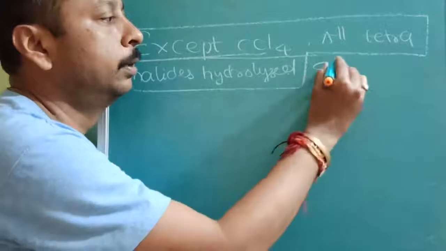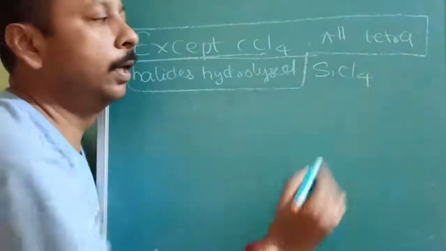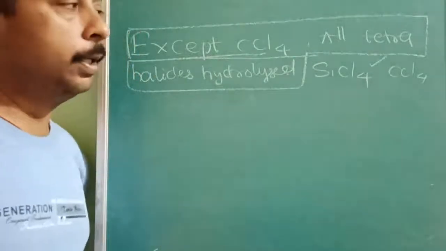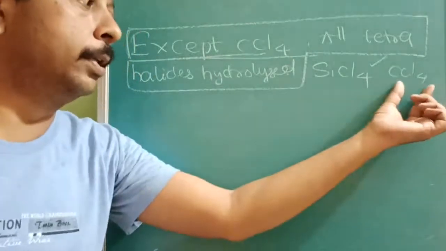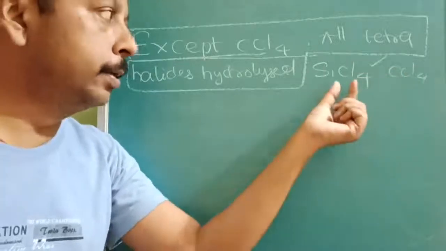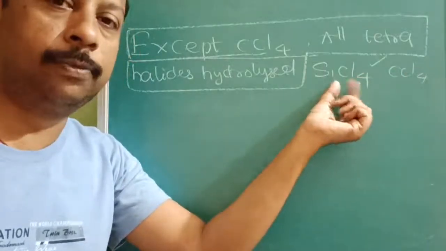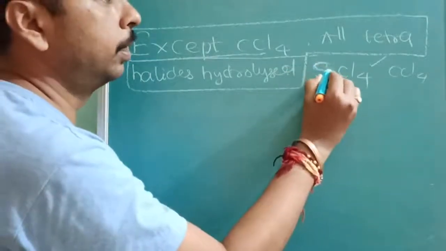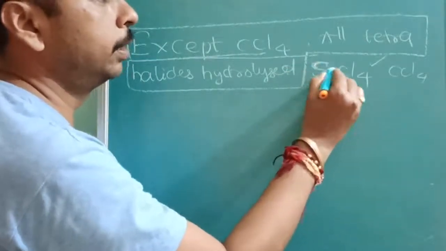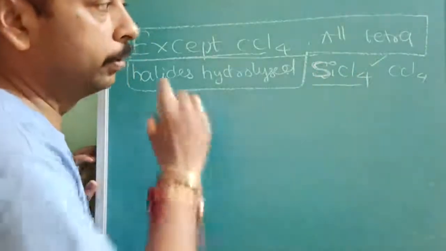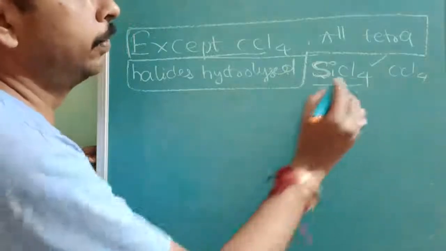The question will be like: SiCl4 hydrolyzes but not CCl4. CCl4 is resistant to hydrolysis, which means nobody can replace its chlorine, whereas the chlorine in SiCl4 can be replaced to form silicic acid. What is the reason behind the replacement of chlorine by OH in the others, but not in CCl4?